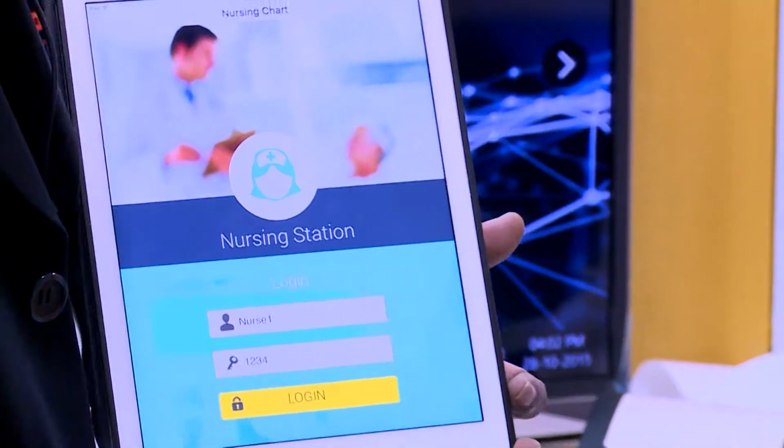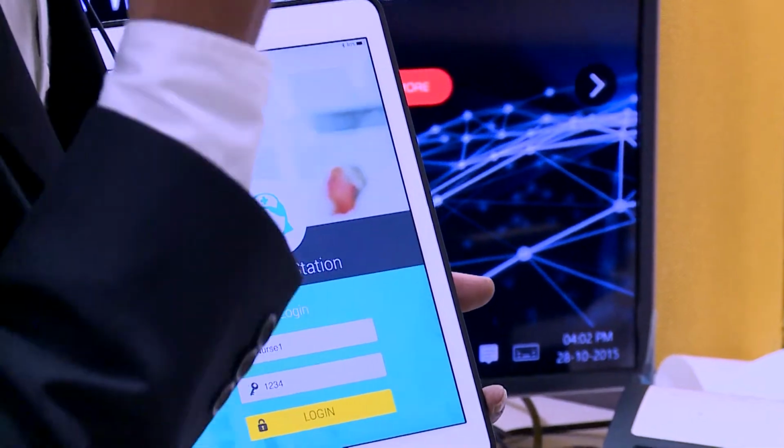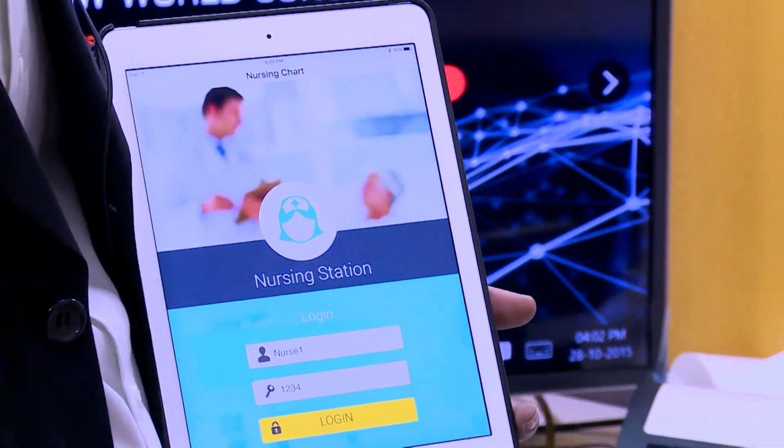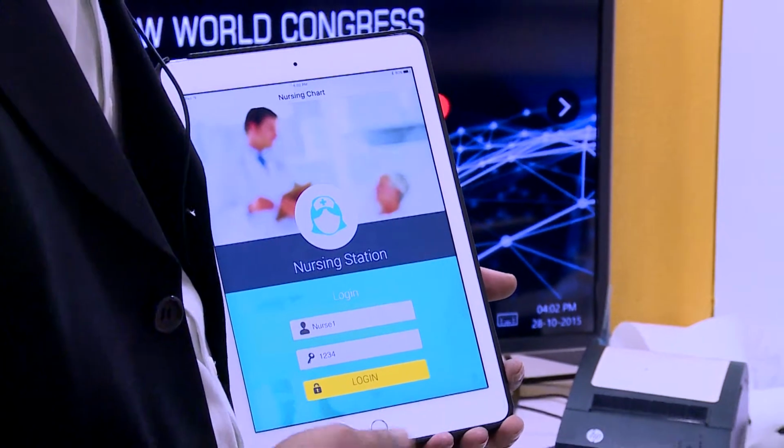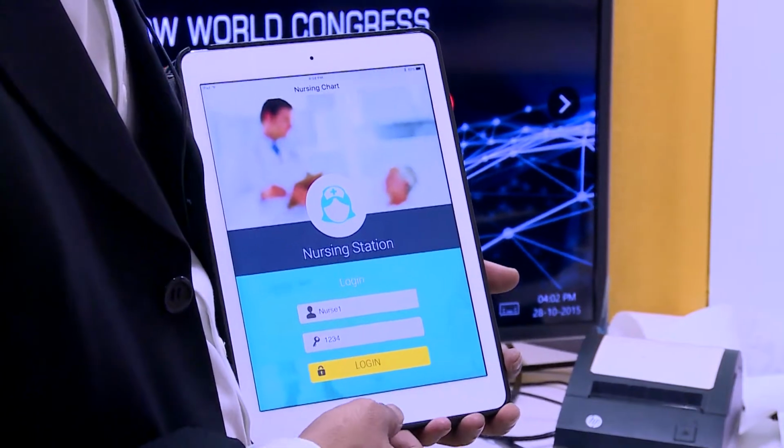So this is the application, and we have the nurse. It's a login, a role-based login. So for every nurse, it will be a different login.